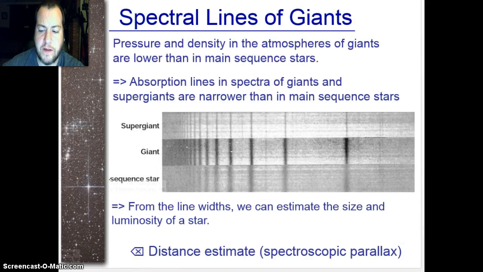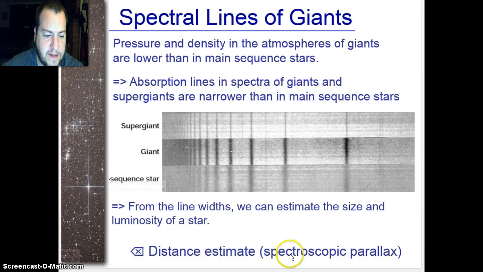Okay, now if we look at the spectral lines of giants, pressure and density in their atmosphere are lower than in the main sequence stars. So the absorption lines of giants and supergiants are narrower than the main sequence stars. So if we look at main sequence stars, look how wide those spectral lines are compared to the spectral lines of giants. And then this pencil thin line right here is the spectral line of a supergiant. Again, this is because pressure and density in the atmosphere of giants is lower, and so we get thinner lines. Pressure and density in main sequence stars are higher, and so we get these thicker lines.